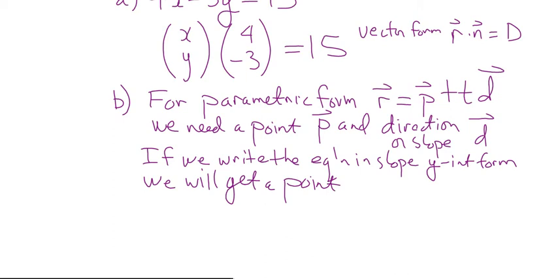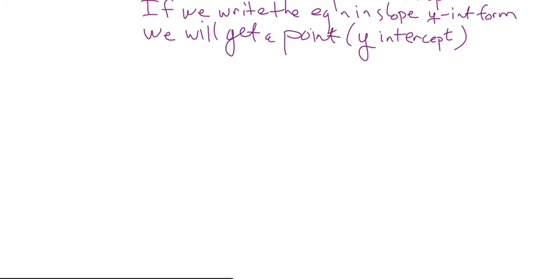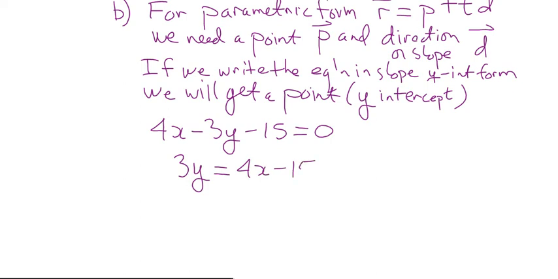What point do we get in slope-intercept form? The y-intercept, right? The point we'll get is the y-intercept, and the slope is the slope. Okay, so let's do that. So what do we got? We got 4x minus 3y minus 15 equals 0. So we're going to get 3y is equal to 4x minus 15, right?